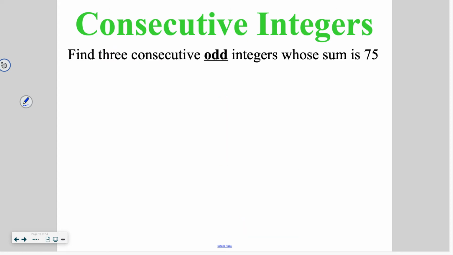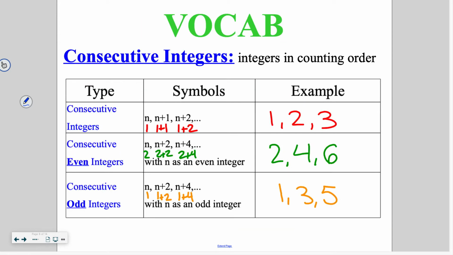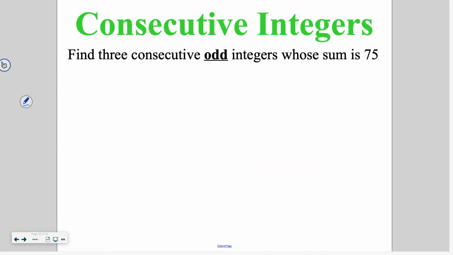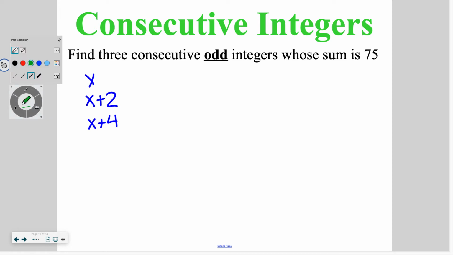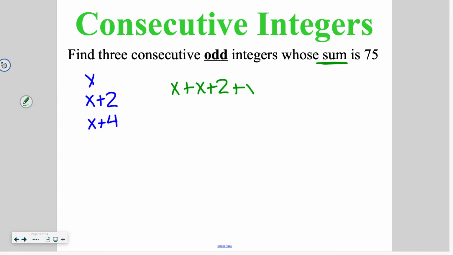Another example of this, we're finding 3 consecutive odd integers this time. So if we go back and we look at our pattern, the odd integers, we're going to add 2. So we start with x, and then we've got x plus 2 and x plus 4. Again, we're looking for the sum of these numbers. So we're going to say x plus my second number of x plus 2 plus my third number of x plus 4 is equal to 75.